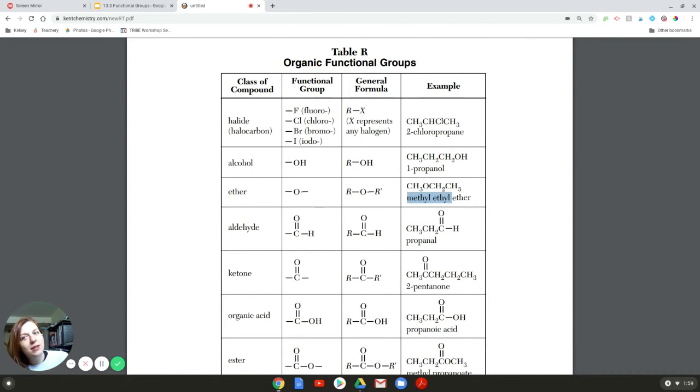So technically the name of this is actually ethyl methyl ether. Still supposed to be in alphabetical order, but you would name both sides as if they were dangles. So if you had 5 carbons on one side, that would be a pentyl. If you had 4 carbons on the other side, it would be a butyl, etc., etc.